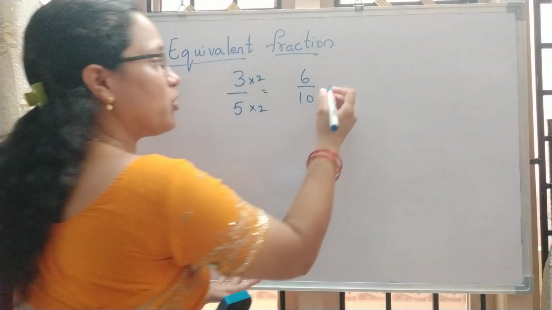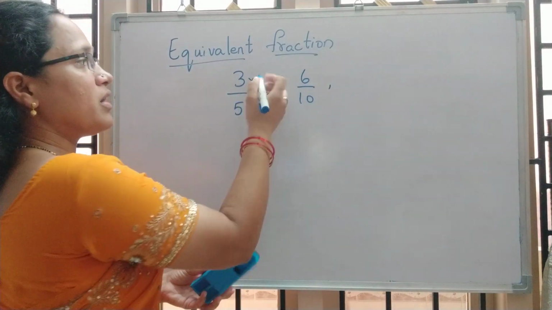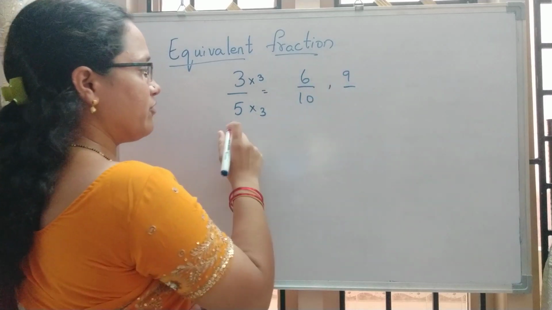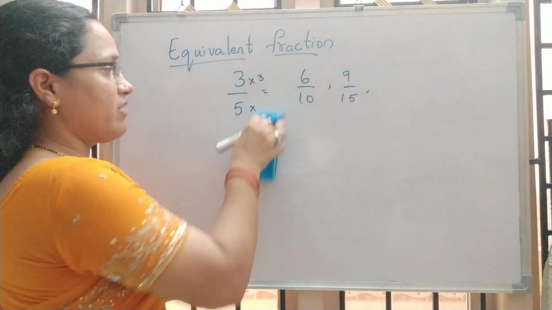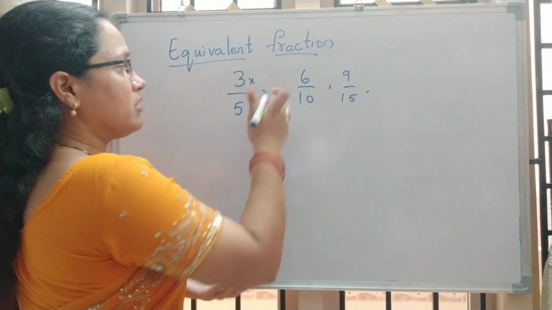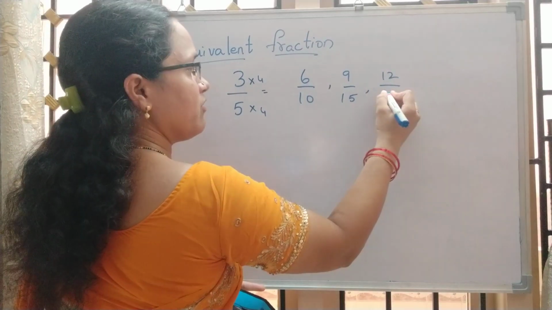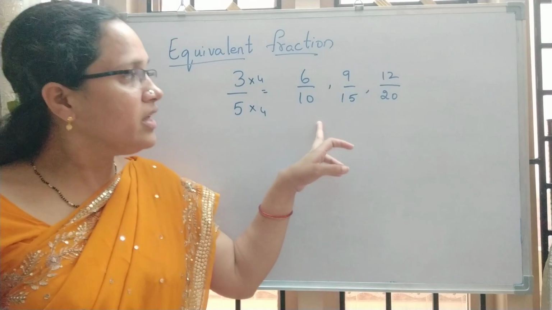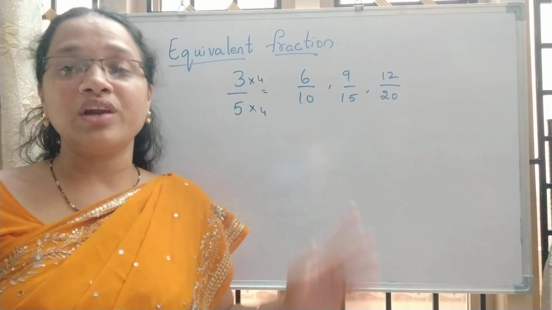I can write still more. I can just rub this 2 and multiply with the next number. 3 and 3. 3 3s are 9 and 5 3s are 15. Still more, yes, we can write. 3 4s are 12 and 5 4s are 20. Now here I have written 3 fractions which I told you are equivalent fractions.